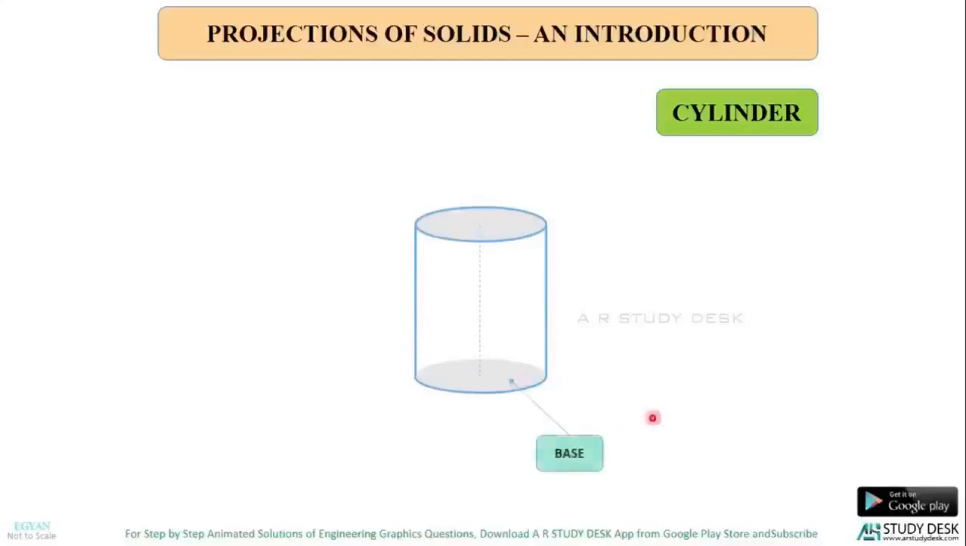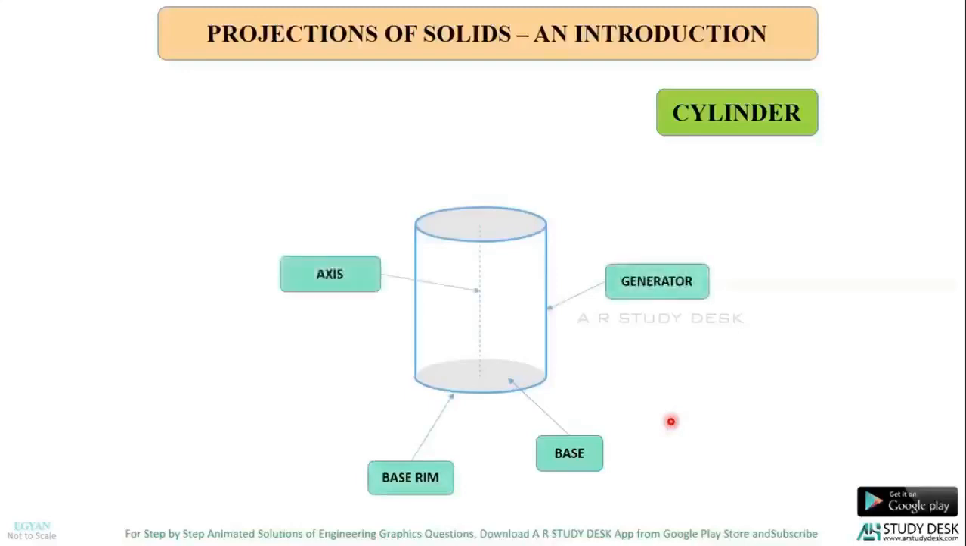Now this is called the base of the cylinder. This is called the base rim of the cylinder. This is the generator. This is the axis. And this is the top.